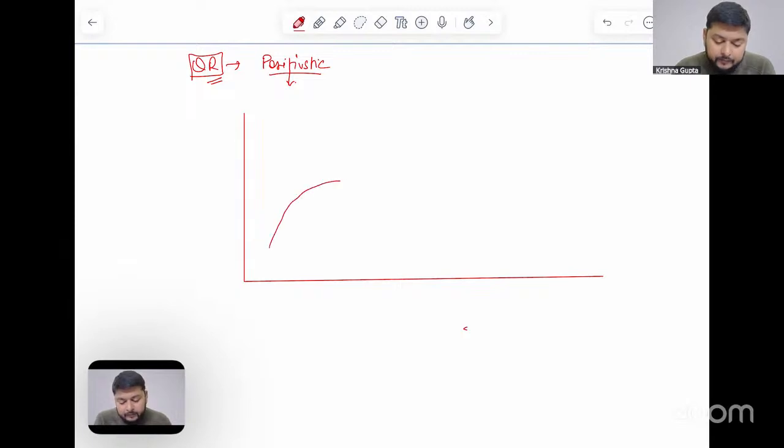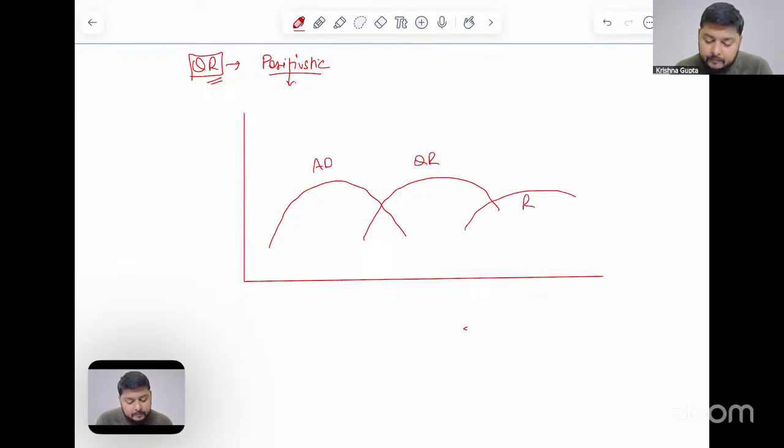Here we have areal differentiation. Here we have the quantitative revolution. Here we have radicalism, behavioralism, and the humanist approach. Under this, we have already covered the behavioral approach, and in the last lecture we covered the humanist approach. This is the radical approach which we need to understand.